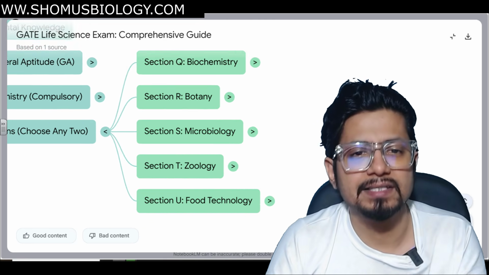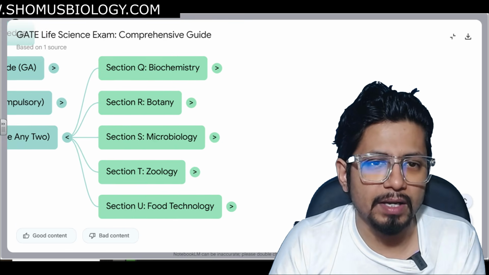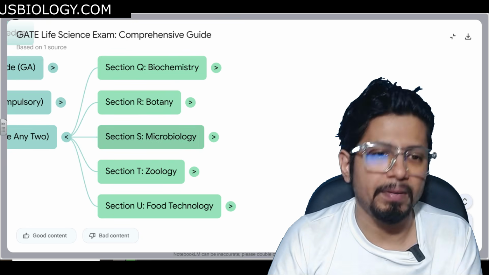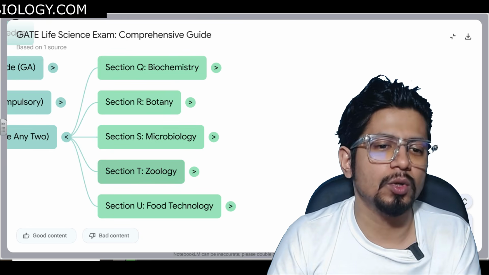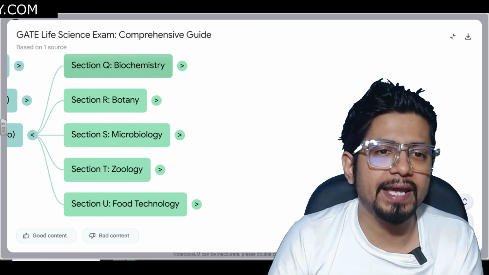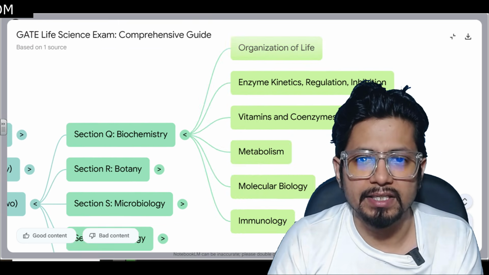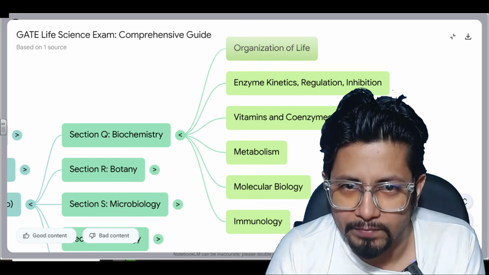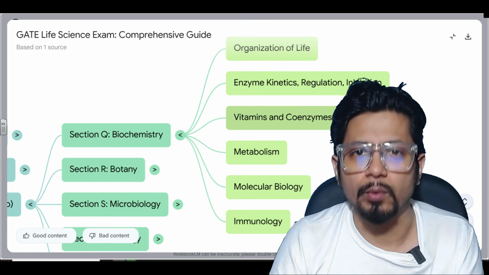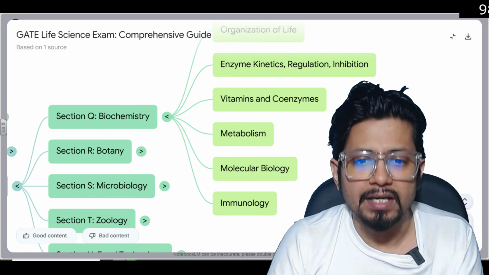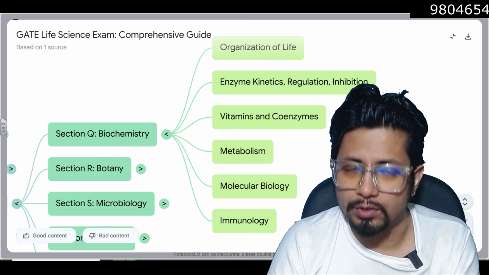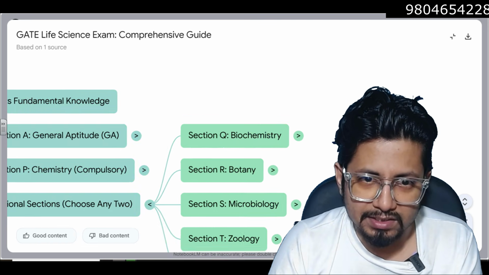Now if you get inside of all sections, biochemistry is called section Q, botany section R, microbiology section S, zoology section T, food technology section U. Now if you get inside the biochemistry section, here you have organization of life, enzyme kinetics, regulation and inhibition, vitamins and coenzymes, metabolism, molecular biology and immunology. All these topics need to be studied for biochemistry section.